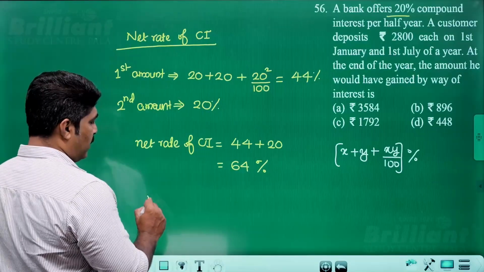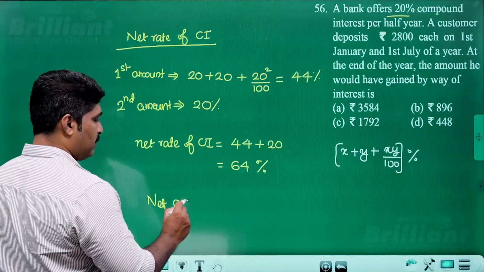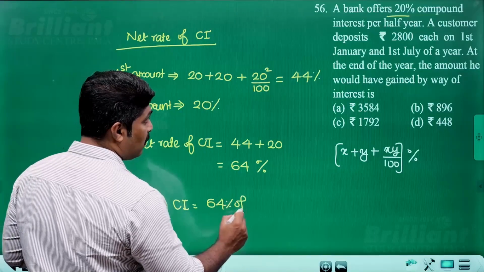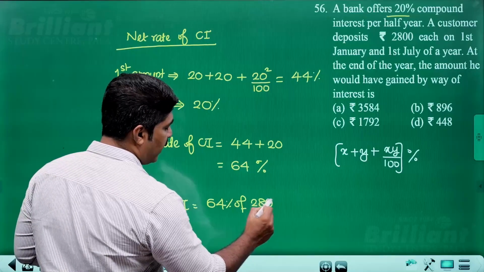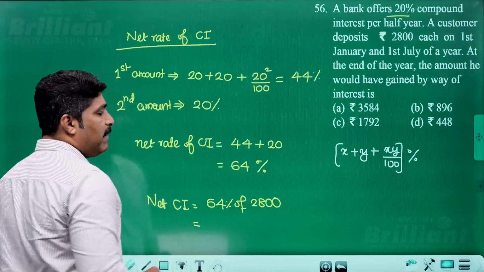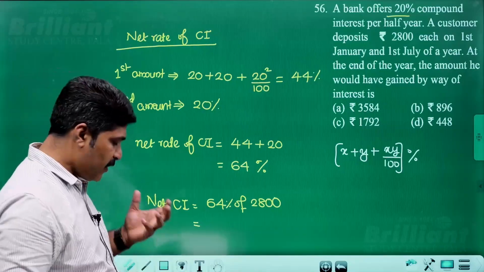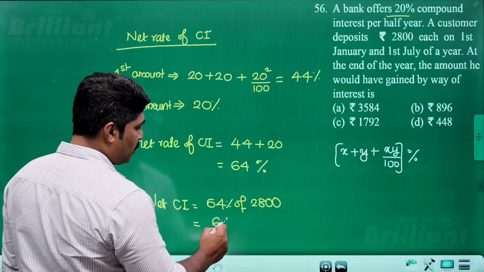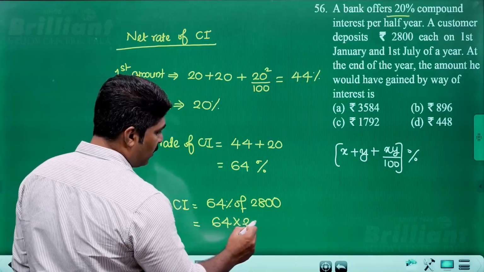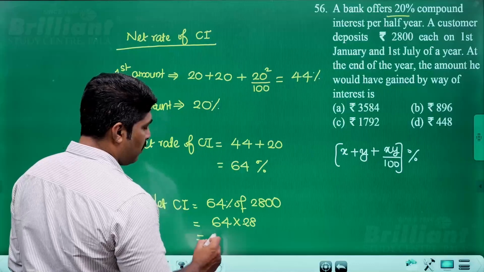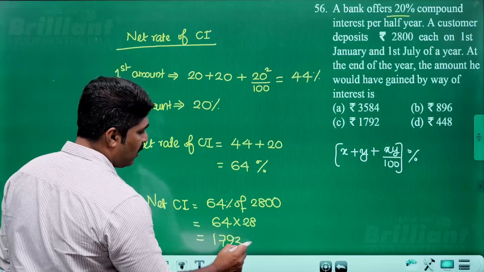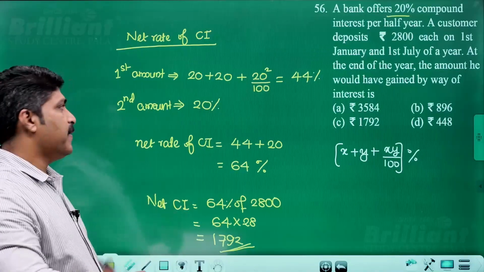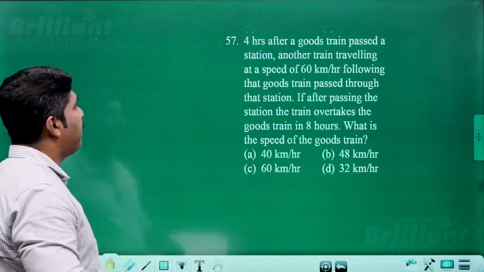Therefore, net compound interest as per this calculation is 64% of 2,800. Understand that very important point. Here the principals are the same. That's why we are doing the operations like this. So what you want to do is simply multiply 64 and 28 here. So here we will get 1792. Is it easy? This way also we can catch it, with the help of the rate of interest.